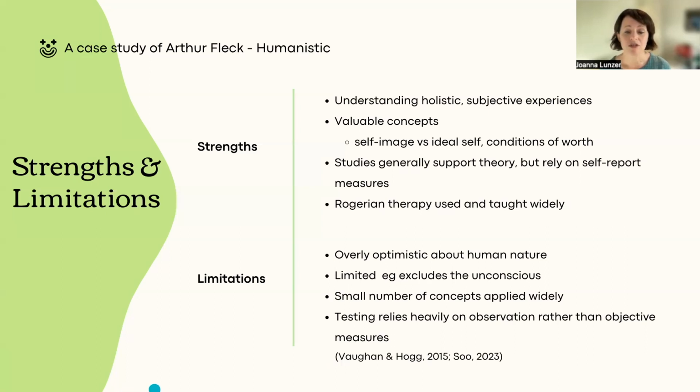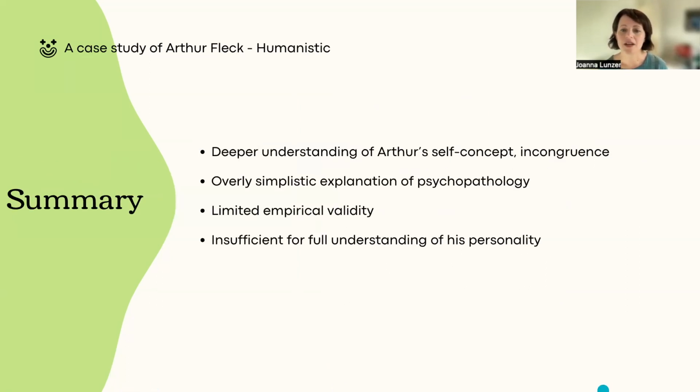validity is reduced. In summary, by applying this theory to Arthur, we can better understand who he is as a person through his self-concept, and we can recognise the incongruence he experienced between his self-image and his ideal self. However, the theory offers an overly simplistic and unsatisfactory explanation of his transformation into the murderous villain, and it excludes significant influences from the analysis of his personality.